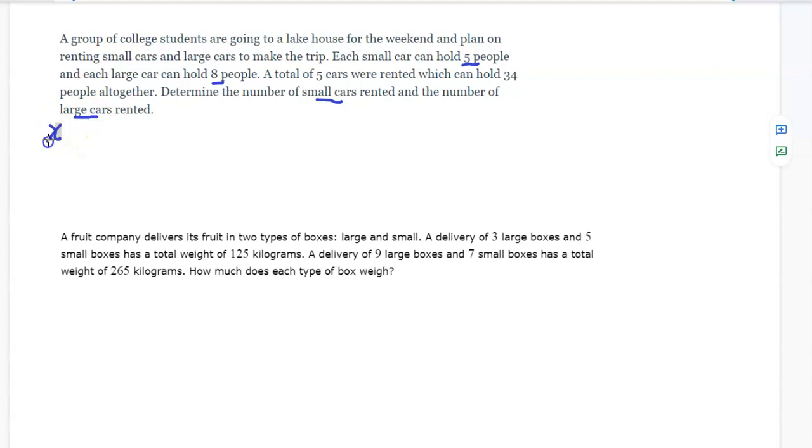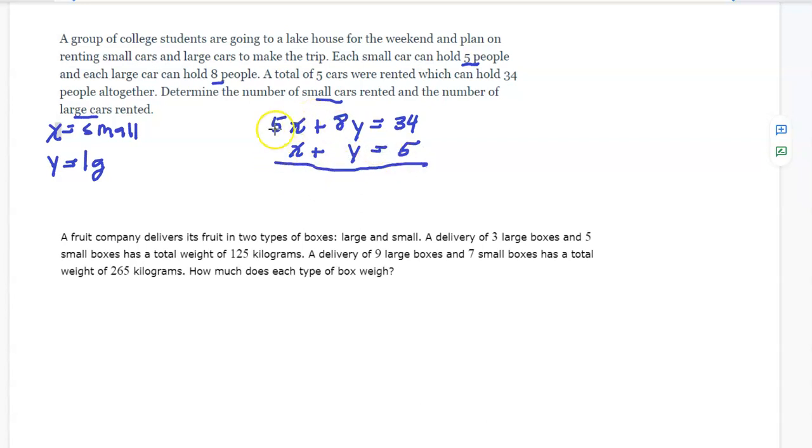So define our variables. x equals small cars, and y is going to equal our large cars. Okay, so I know that looking at the number of people, 5 times the small cars plus 8 times the large cars equals 34. I also know they had a total of 5 cars, so I know that x plus y equals 5. I don't know why none of these people actually had a car of their own, but that's not part of the problem.